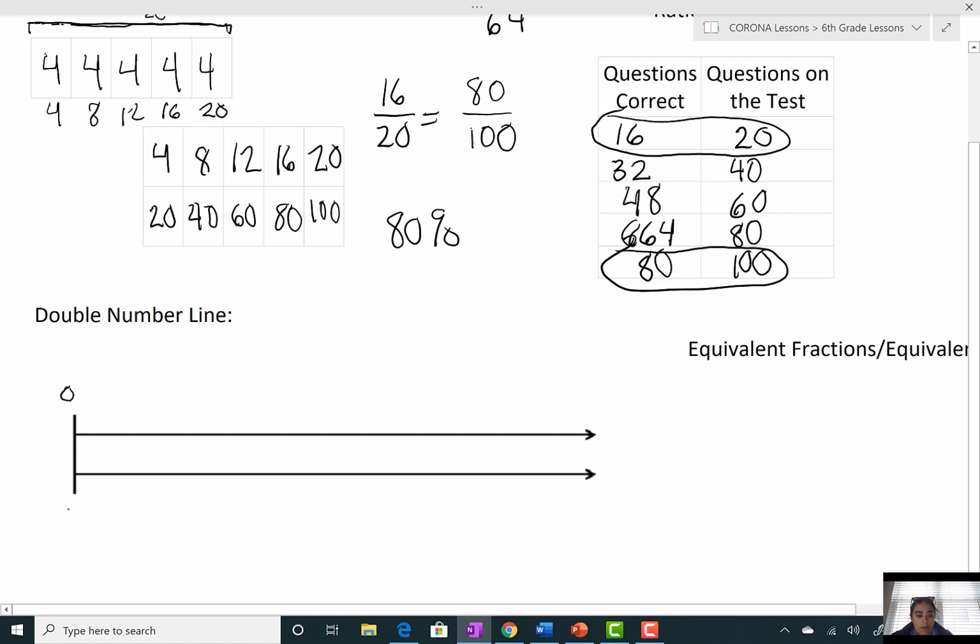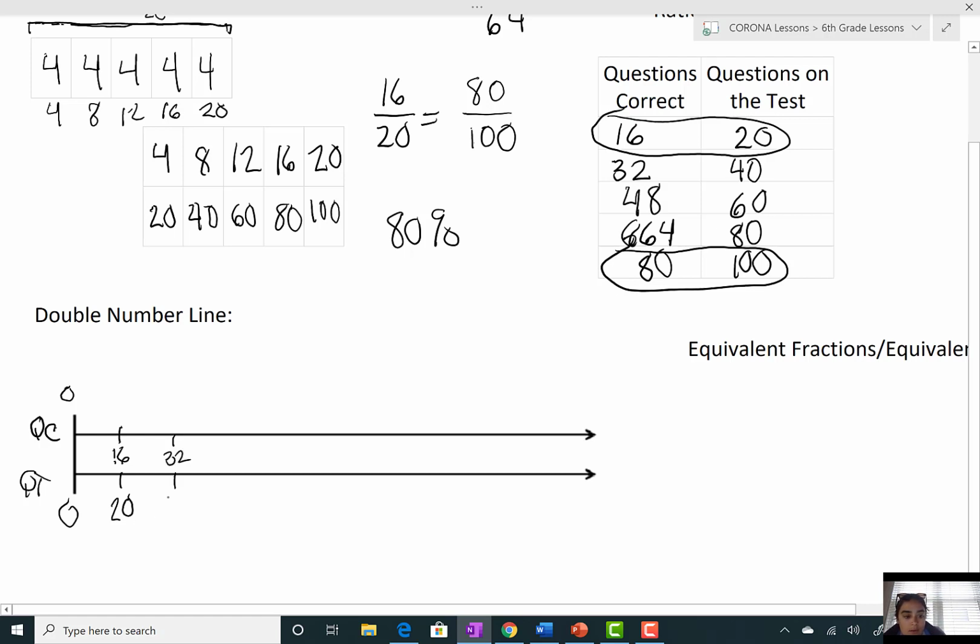I'm at 0, 0. My first line could be my questions that are correct. My second line, questions on the test. So the first mark I have is 16 to 20, which is the equivalent ratio that I know, and I want to see what percentage that is out of 100. Keep counting by 16s.